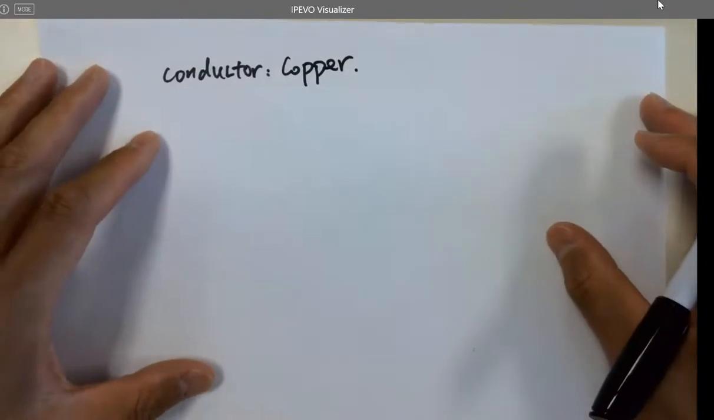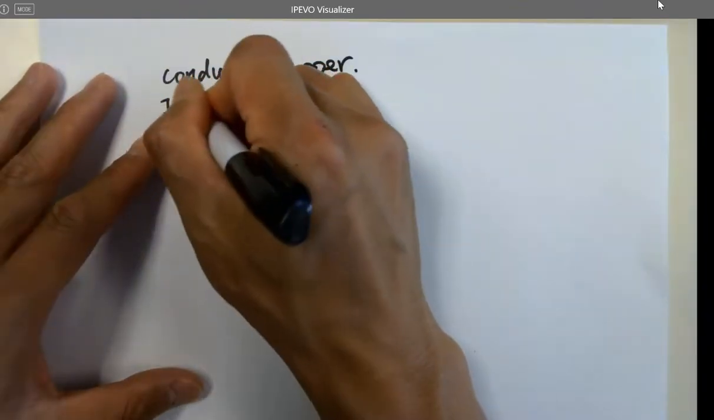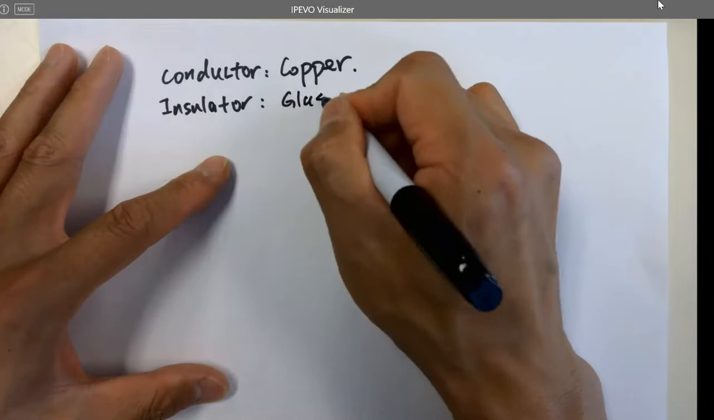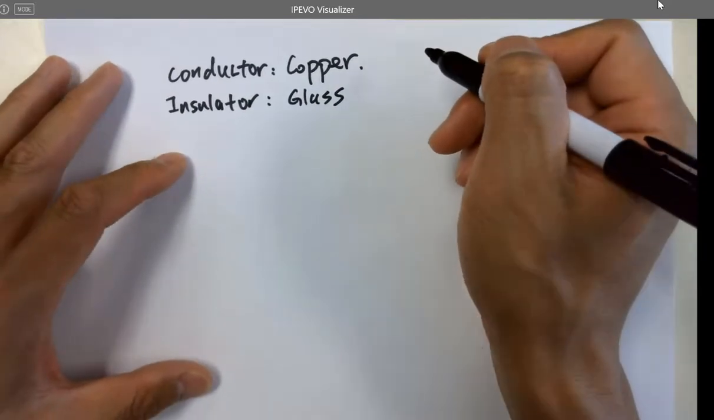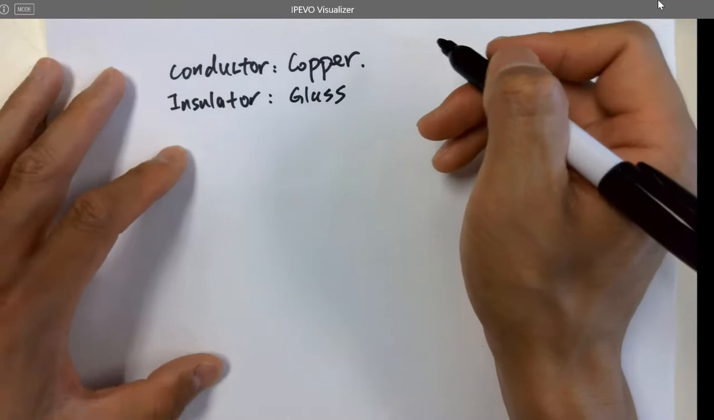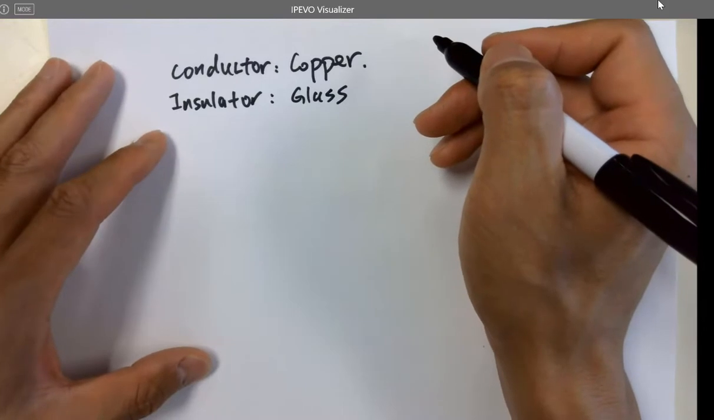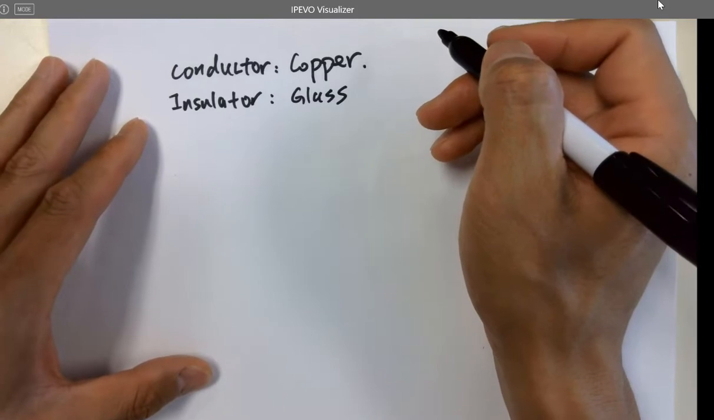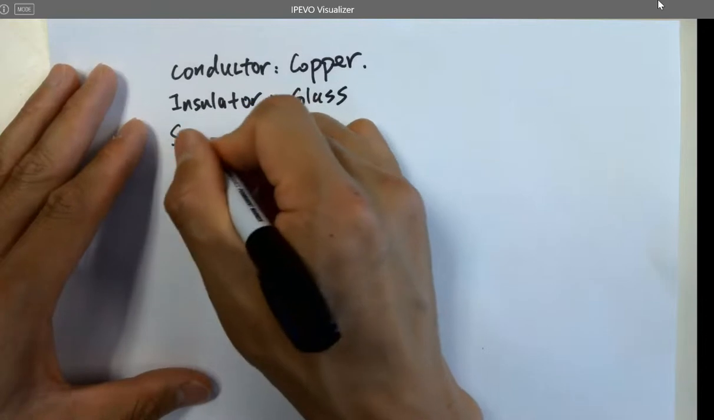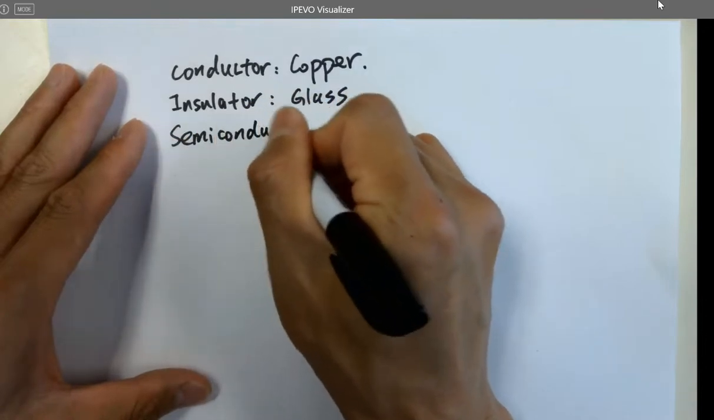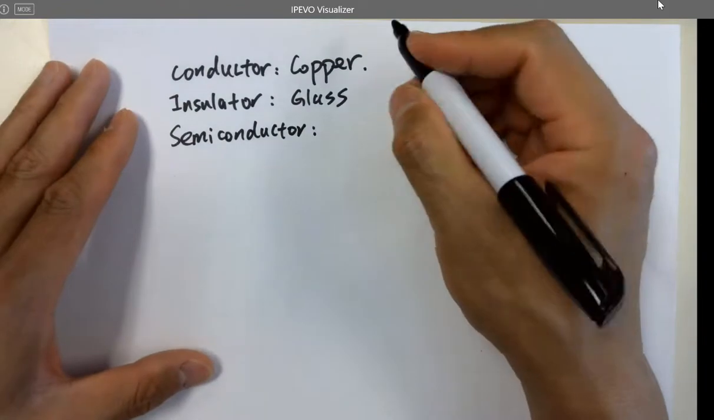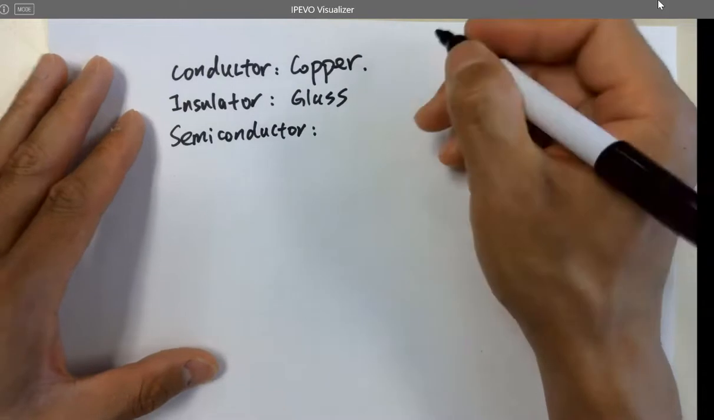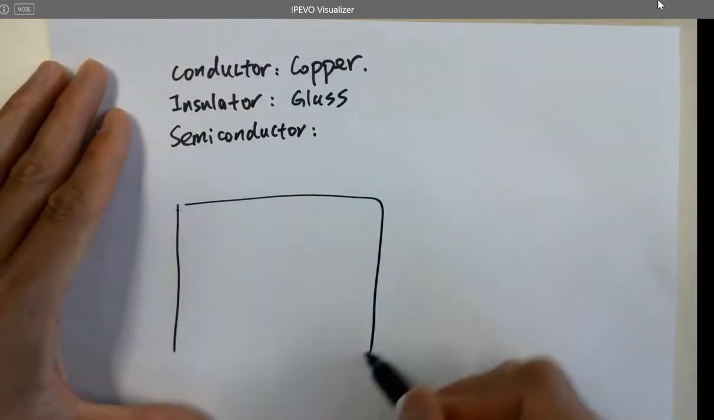Like copper, right? These are conductors. Insulators are rubber or glass. Aren't they? Silicon dioxide. Or semiconductor. So the conductivity is between these two types of materials, right? If you look at the periodic table, and I couldn't remember that.